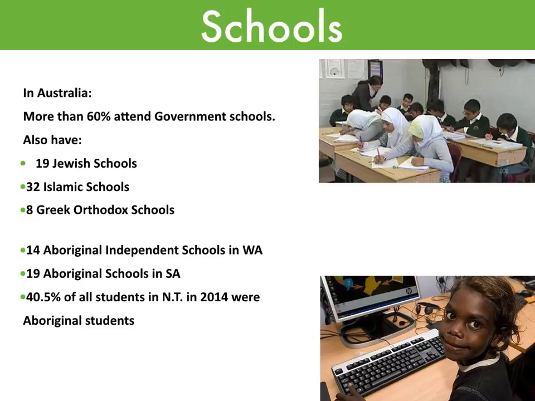Our schools are quite diverse too, as you can see here. Over 60% attend government schools in Australia, but we have quite a lot of non-government schools that are for particular cultures. So we have 19 Jewish schools, some Islamic schools, Greek Orthodox schools, and quite a lot of Aboriginal schools in mainly WA, South Australia, Northern Territory.